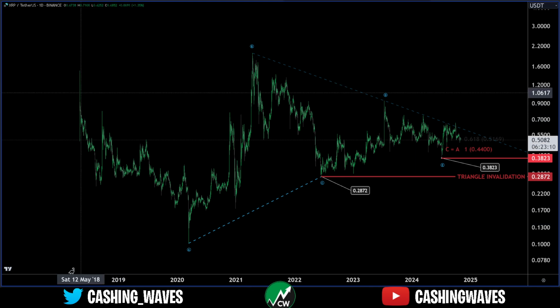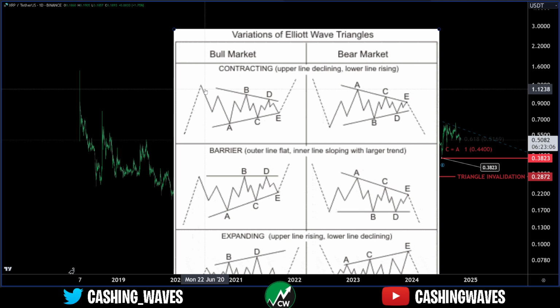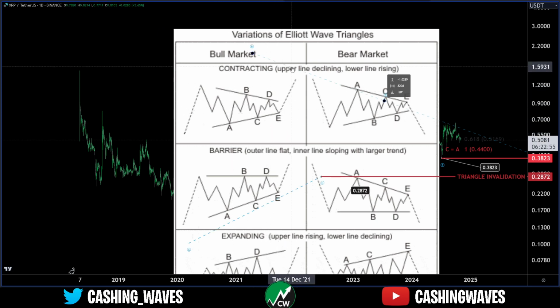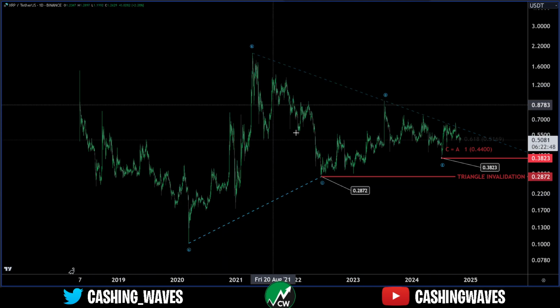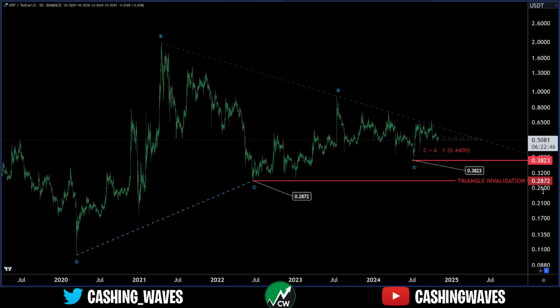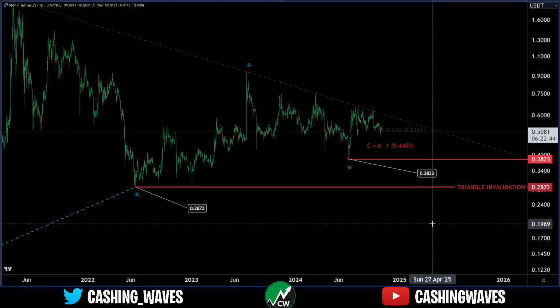I have this as a multi-year triangle. It looks like this in an idealized version. We have a 5-wave pattern labeled as A, B, C, D, E, making higher lows and lower highs till we reach a termination point, and then we get trend continuation, which in this scenario is to the upside. So we have our A, B, C, D, E. E wave was in at 38.23.